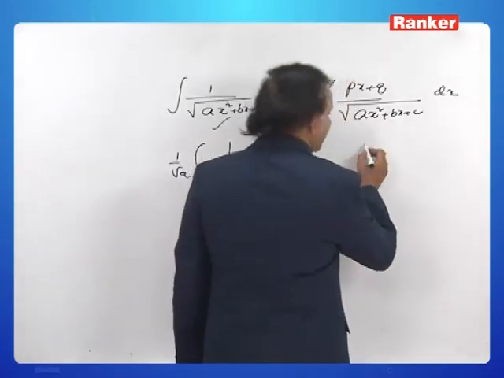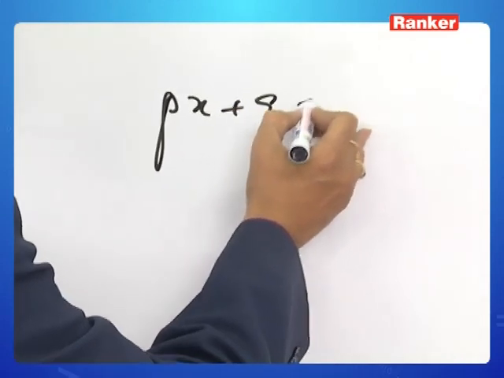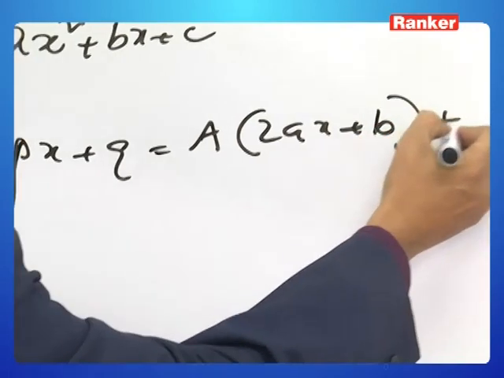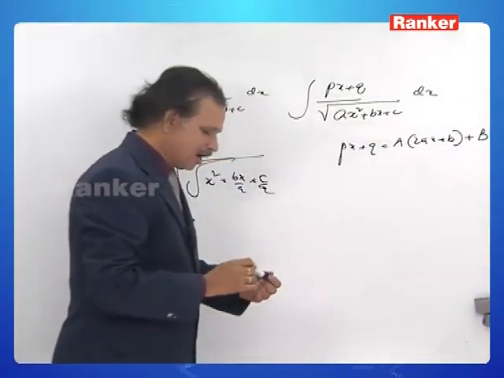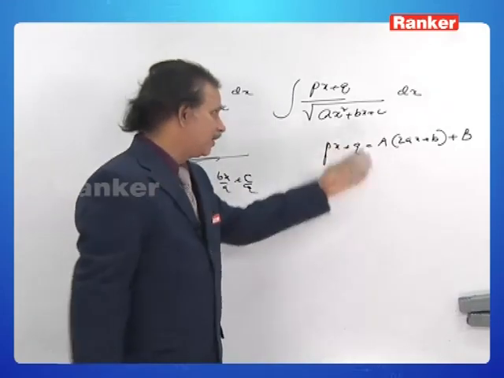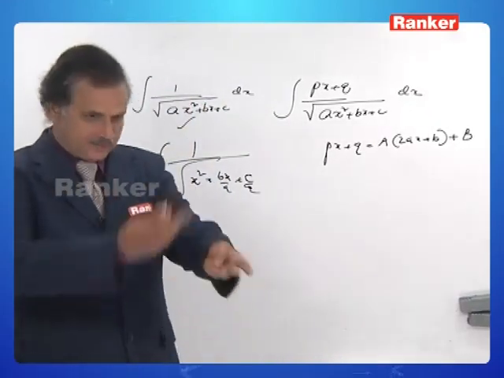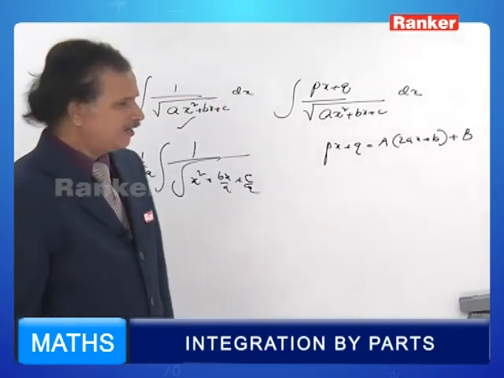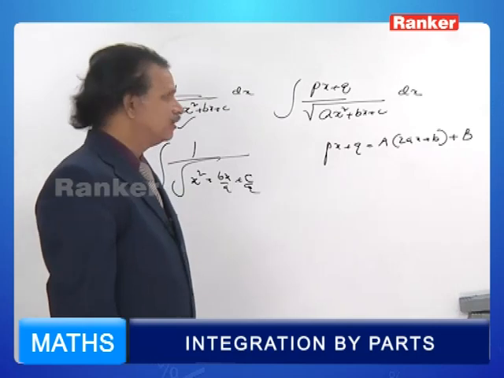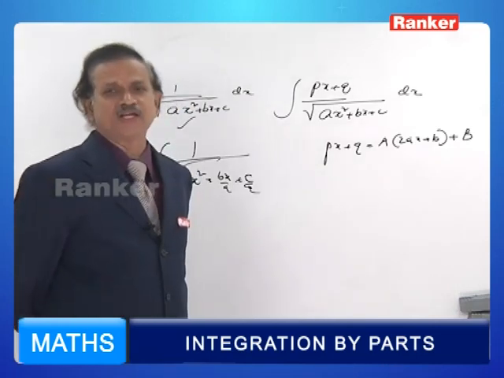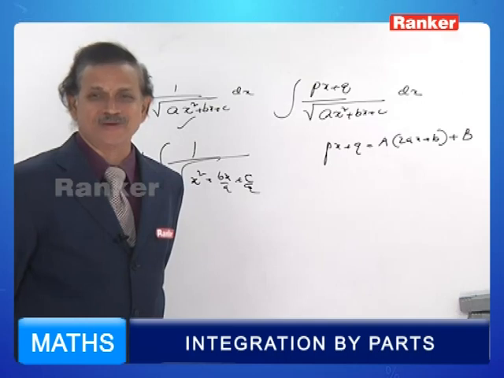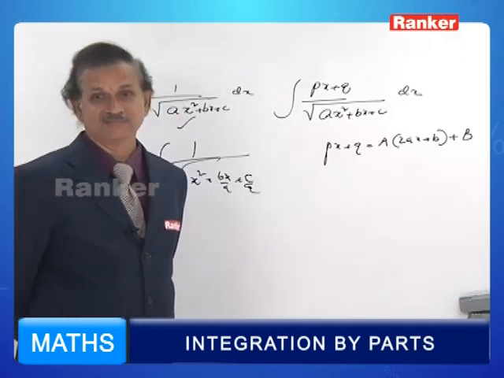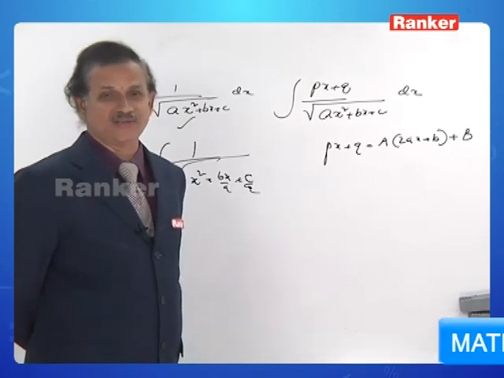What is that? Let px plus q be equal to a into 2ax plus b plus b. I am not speaking of numerator and denominator there. Why? Because if you speak of denominator, the entire root comes into fray. We don't want that. If you want to express in terms of that language, numerator is equal to a into derivative of the second degree expression in the denominator plus b. Is it necessary? No, not necessary. Use that.